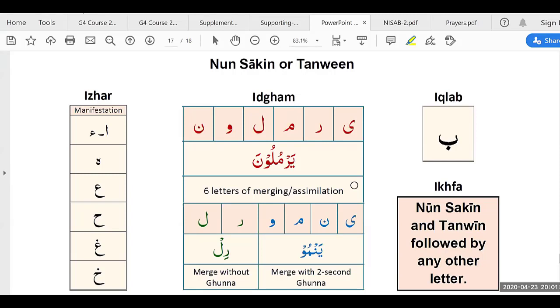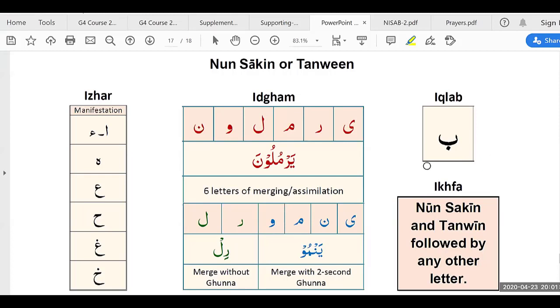However, there are 2 types of idgham: naqis and kamil. So we discussed this earlier as well. For naqis, there is a slight nasal sound, a 2-second nasal sound. And for kamil, there is no nasal sound. So complete assimilation. The third rule, which we did, was the rule of iqlab.